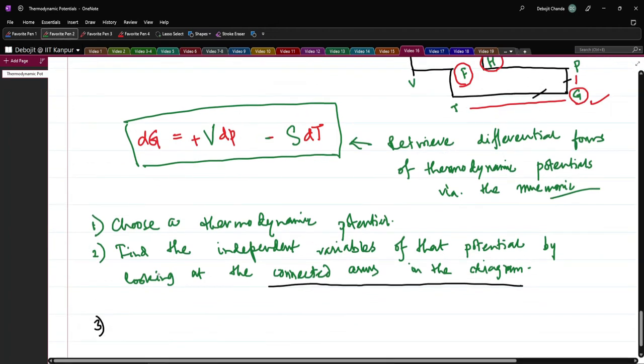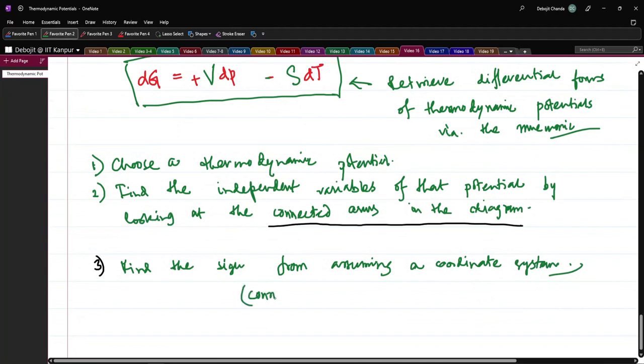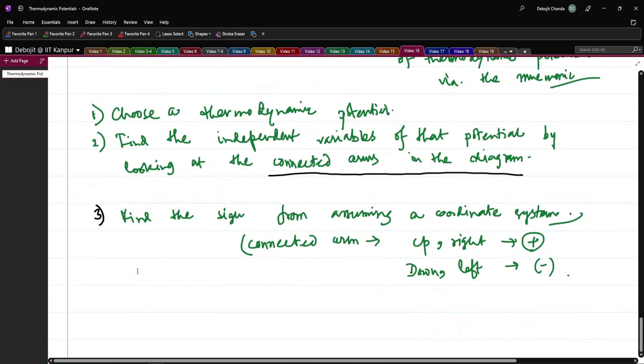So the third step is to find the sign, which is whether it will be positive or negative, from assuming a coordinate system. So if the connected arm is up or rightwards, then this will be a positive term, and if this is down or left, then that will be a negative term. So that's how we obtain the sign.